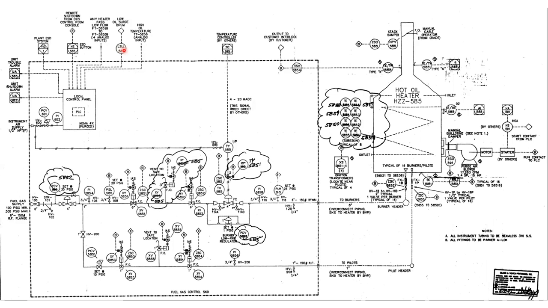There are standards on these, but then again, sometimes people don't use the standards. We can kind of read that as a low level switch, essentially. Some of the other things, I'm not totally sure about, like UA, probably user actuated, because this looks like a shutdown alarm.